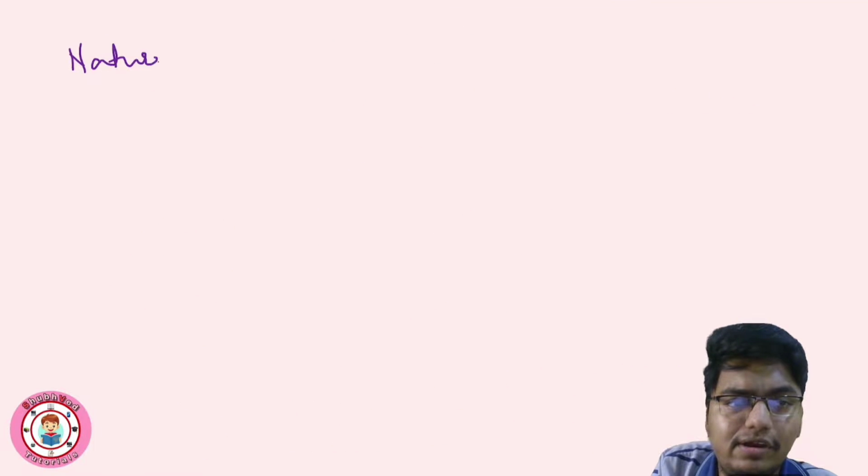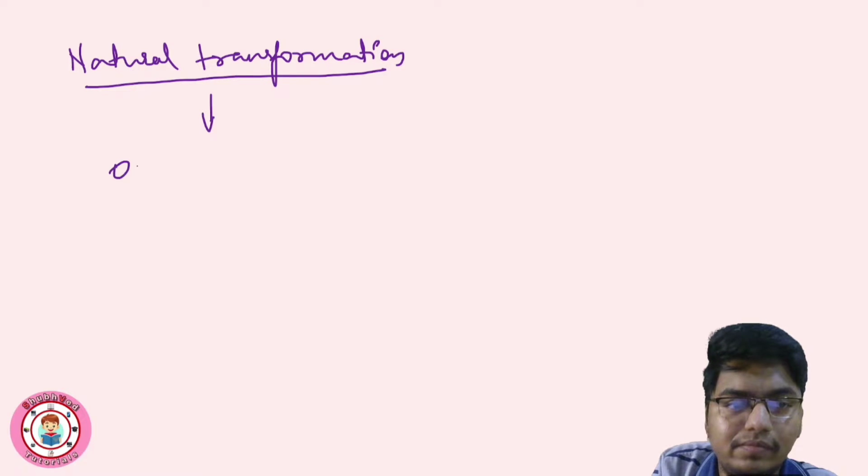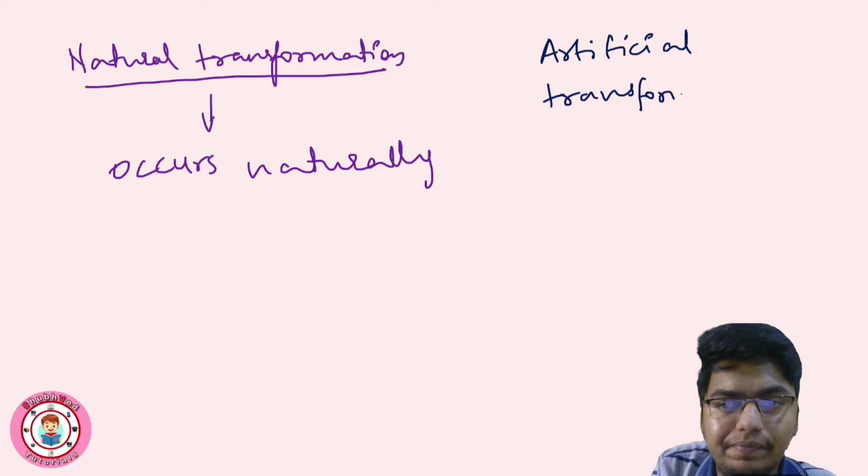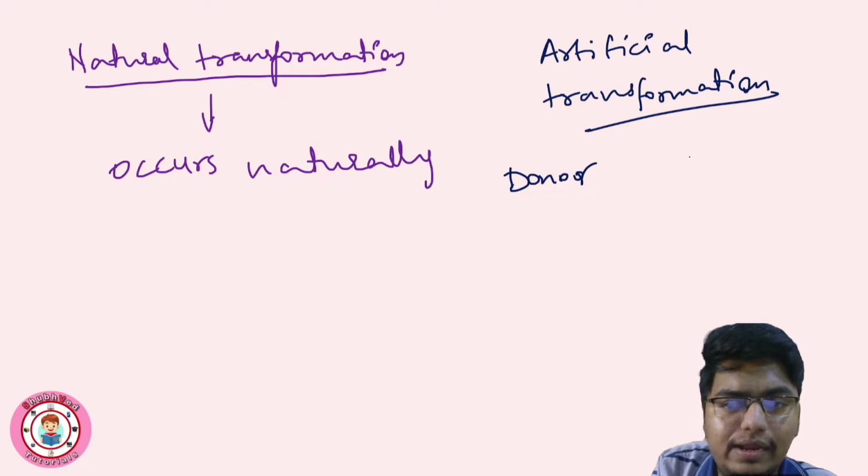In natural transformation, transformation occurs naturally. And in artificial transformation, what we do, here see, donor and the recipient.